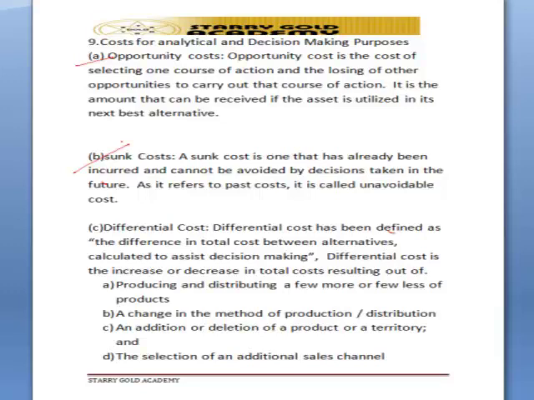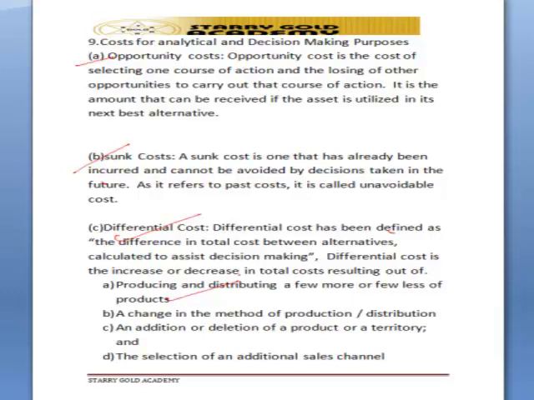So we also have what we call the differential cost. Differential cost has been defined as the difference in total cost between alternatives calculated to assist decision making. Differential cost is the increase or decrease in the total cost resulting out of the following. For one, producing and distributing a few more or a few less of a product. What is the effect of that decision? That is what we are talking about when we are looking at differential costs.